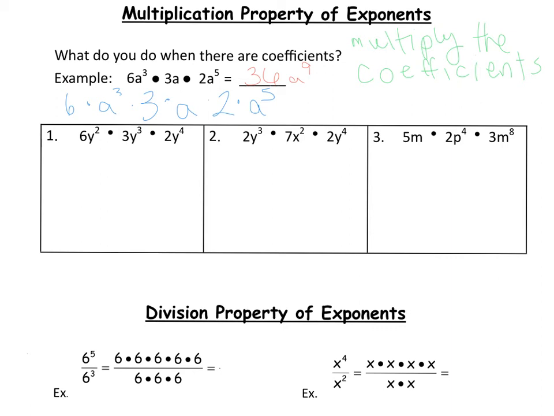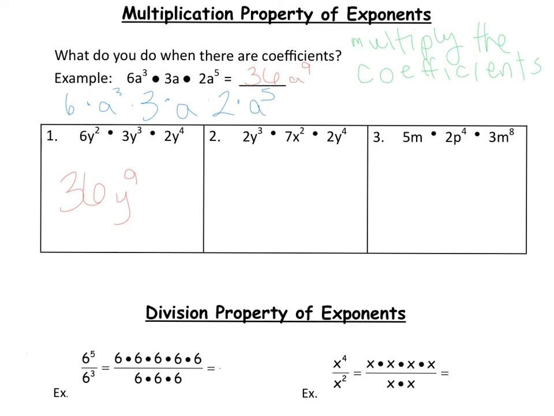Now, in looking at these examples, we have 6y squared times 3y to the third times 2y to the fourth. So your coefficients are going to be 6 times 3 times 2, which, as we saw in the earlier one, is 36. Y squared times y to the third times y to the fourth: 2 plus 3 plus 4 is 9. So we get, in this case, 36y to the ninth. All I did was change the variable and the exponents, but it still works out the same as the first one.